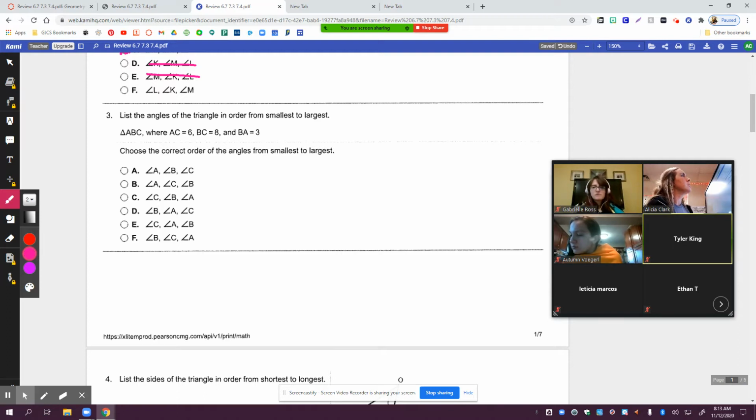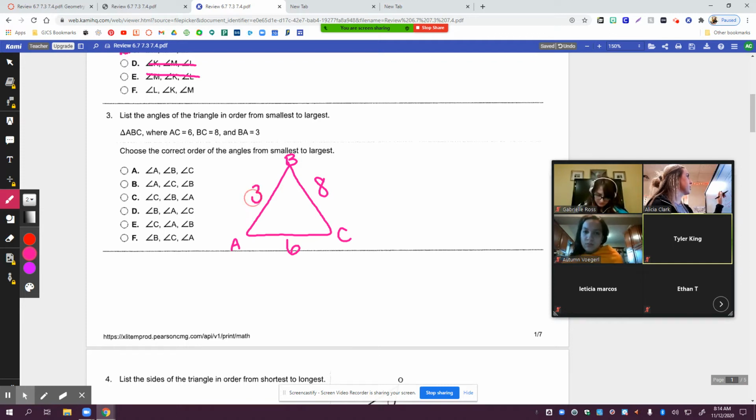Last one on this page says list the angles of the triangle in order from smallest to largest. If they give you a triangle like this, go ahead and draw it out. It's triangle ABC. Label it however you'd like. They tell you that the side AC is 6, BC is 8, and BA is 3. Again, you're going smallest to largest.